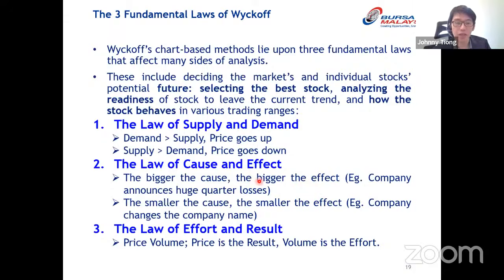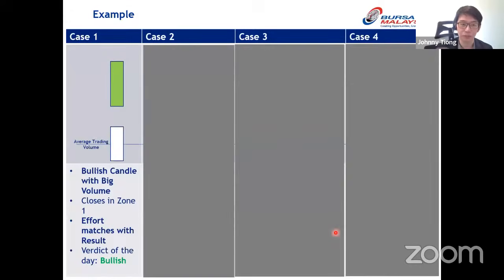The third one, the law of effort and result. This actually aligns back to our price volume analysis. The price is the result, volume is the effort. We're going to talk about these 3 in our next illustration. For example, we have 4 cases here. On top is the candle, and below is the volume. You see I've added an extra line here. It's actually the average trading volume.